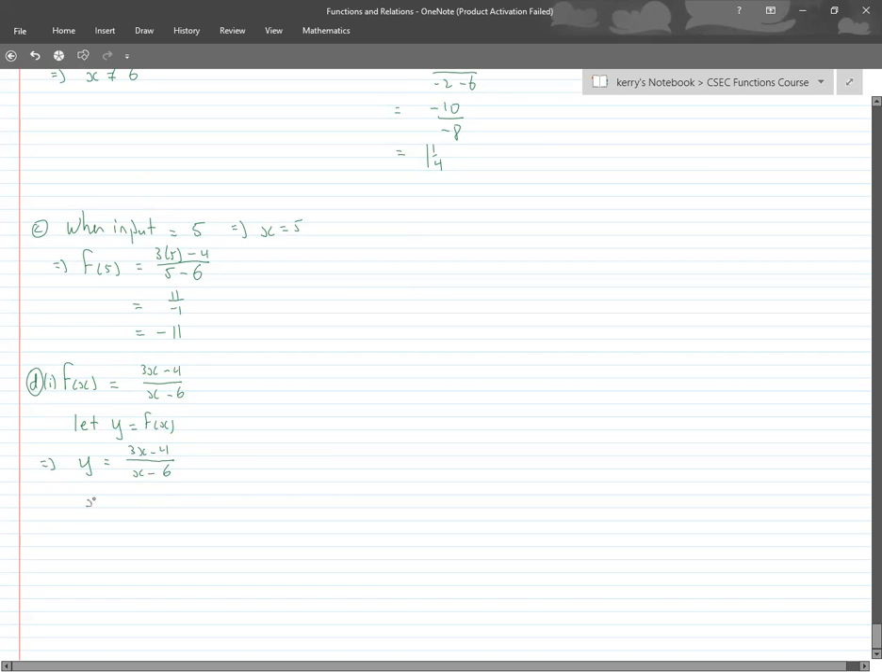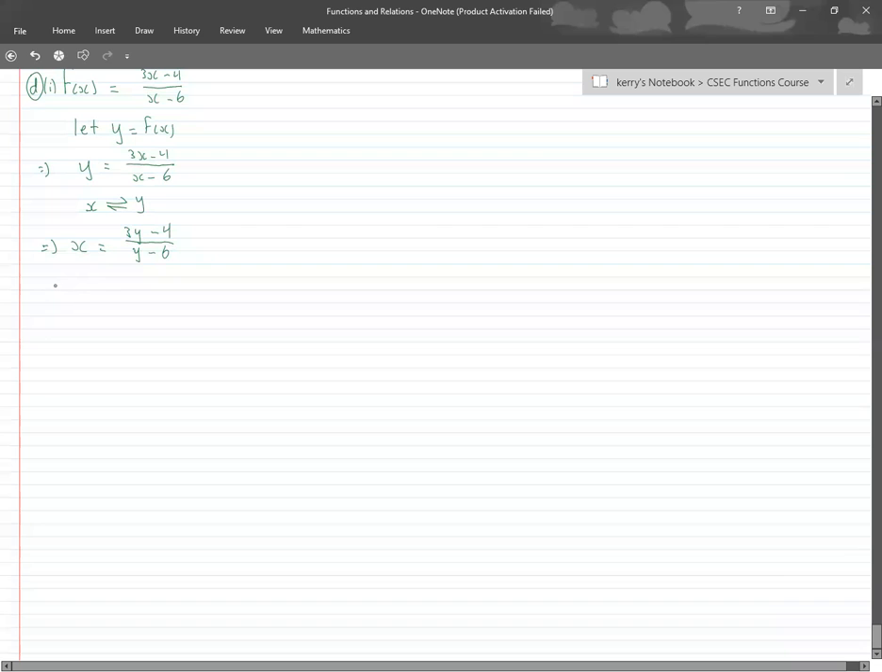Our next step is to interchange x and y. It means wherever you have x, you put y, and wherever you have y, you put x. So this y changes into x, and these two x's both change into y's. So this will give us x is equal to 3y minus 4 over y minus 6. And now our next step is that we have to solve for y. We need to make y the subject of the formula. So make y the subject.